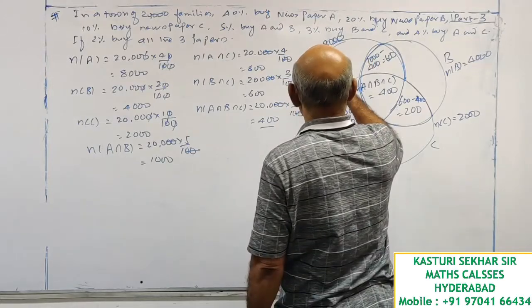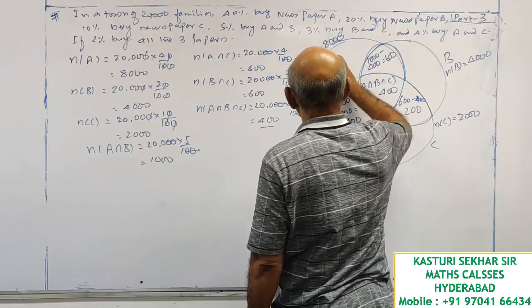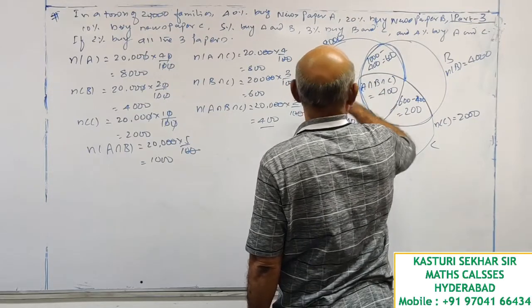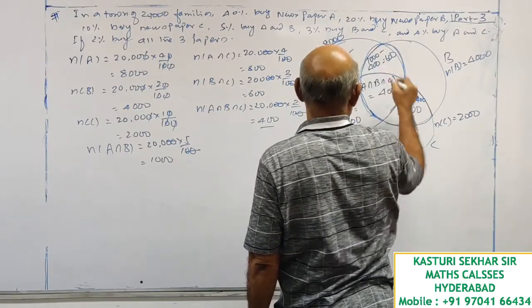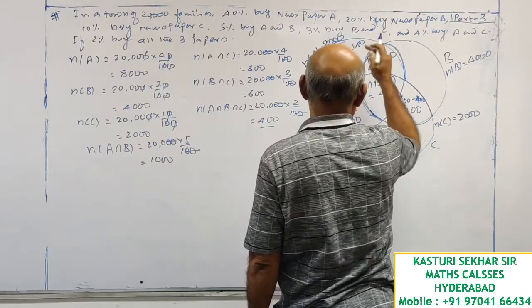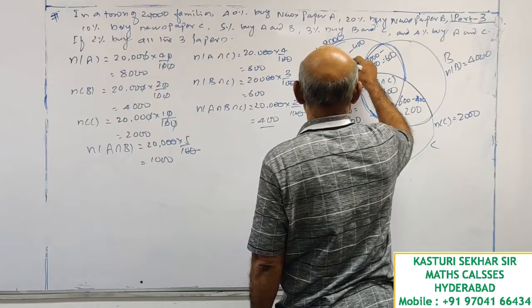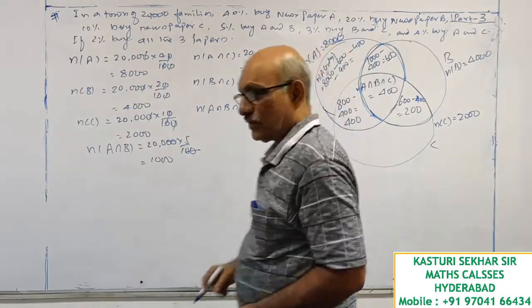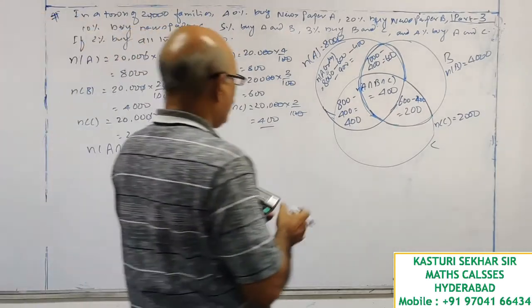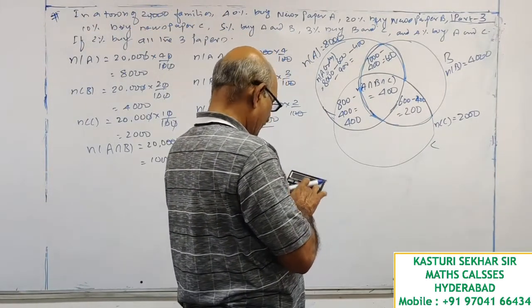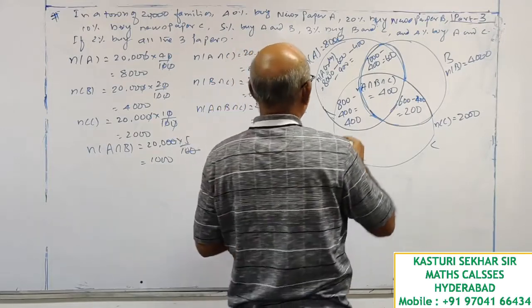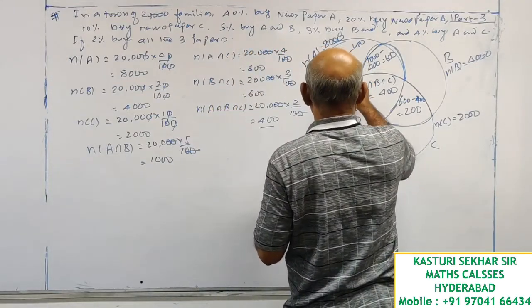Now, N of A only. This is 8,000 minus 600 minus 400 minus 400. So this is 8,000 minus 1,400, which is 6,600.